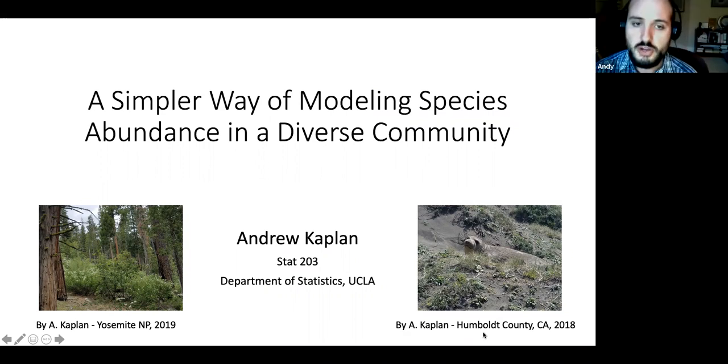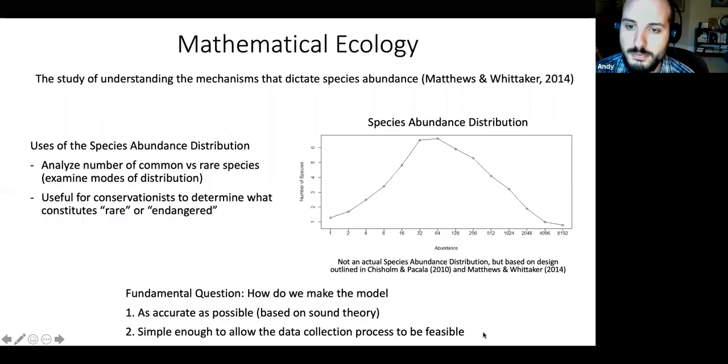Okay, so I wanted to go over a simpler way of modeling species abundance in a diverse community. So you can see two diverse communities here. Ecology is the study of understanding the mechanisms that dictate species abundance, and one of the more common distributions is the species abundance distribution, as shown on the right.